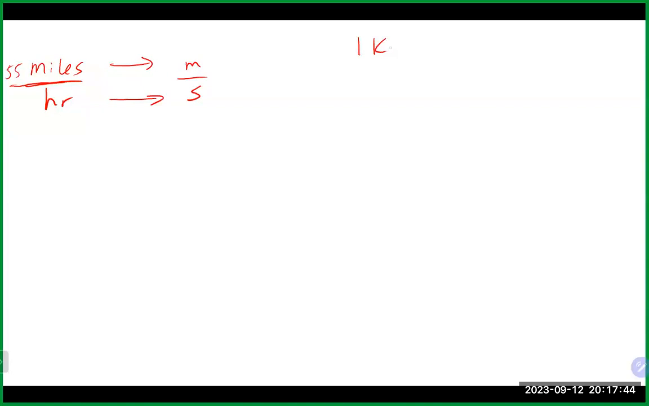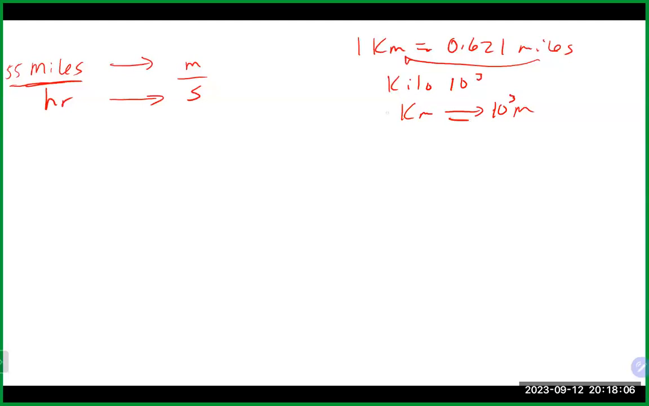So for example, in 1 kilometer, there is 0.621 miles. We could use this to go from miles to kilometers. We know that kilo is 10 to the 3, so we could use that to go from kilometers to meters. There would be 10 to the 3 meters in 1 kilometer. That gets us our top path. For the bottom path, there are 60 seconds in a minute, and 60 minutes in an hour. That is our pathway for the bottom.